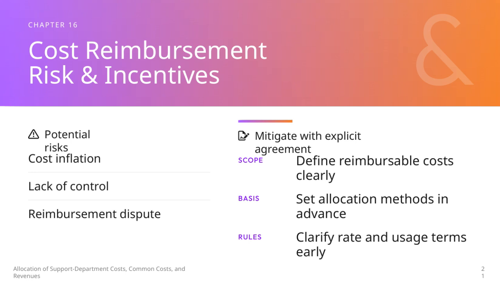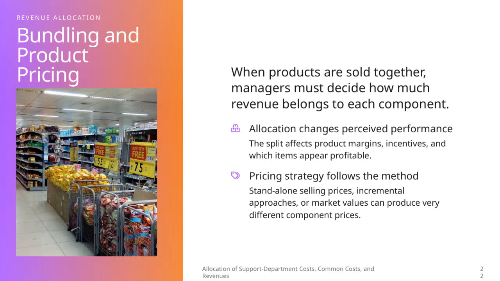accountability throughout the contract. When products are sold together as a bundle, managers face the challenge of allocating revenue to each individual component. This allocation is crucial because it directly impacts how the performance of each product is perceived. For example, how the revenue is split can influence product margins, affect the incentive sales teams receive, and ultimately determine which items appear profitable on the books.